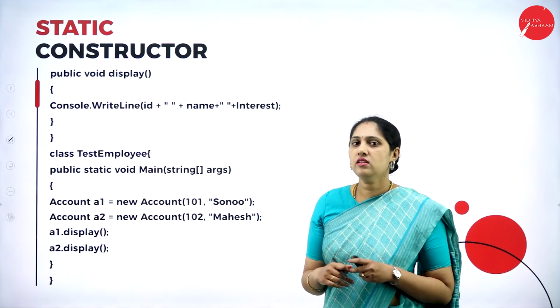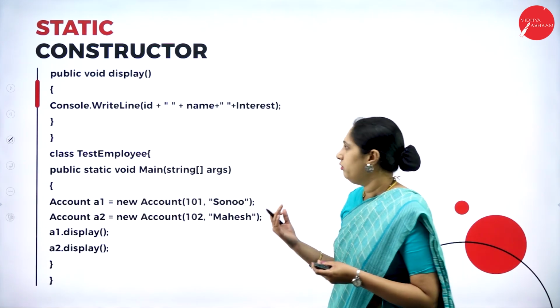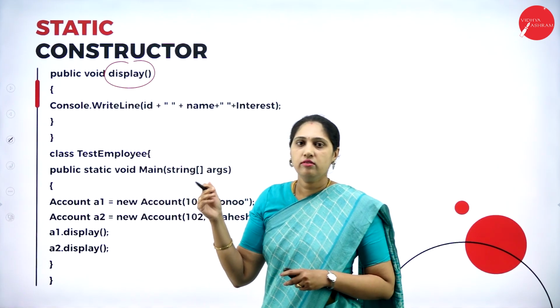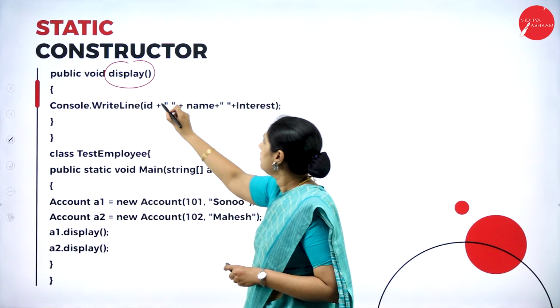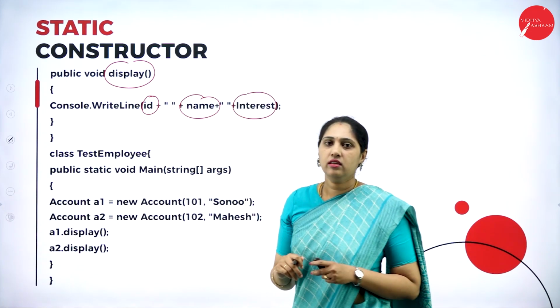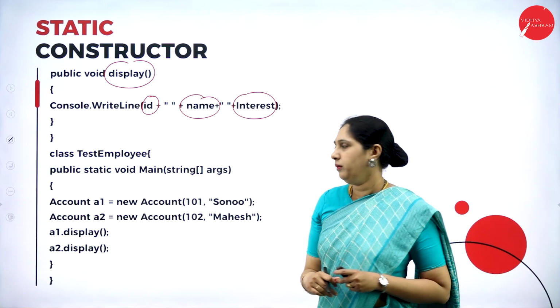So then what is the other function? Now we have to print. We have called the function display. Whatever we have passed will be printed on the screen. That is, ID, name, and instead of salary, we have given interest. So our interest will be printed.